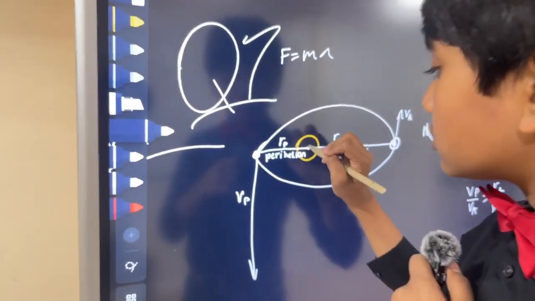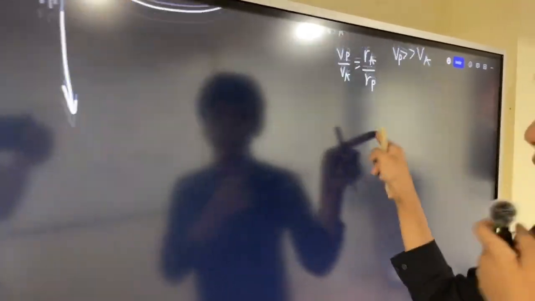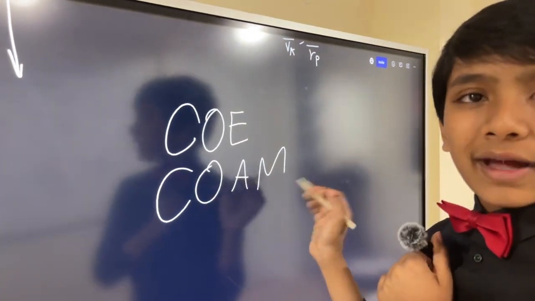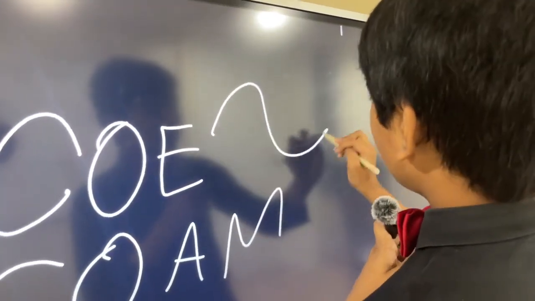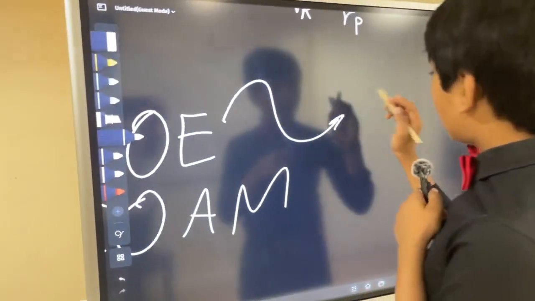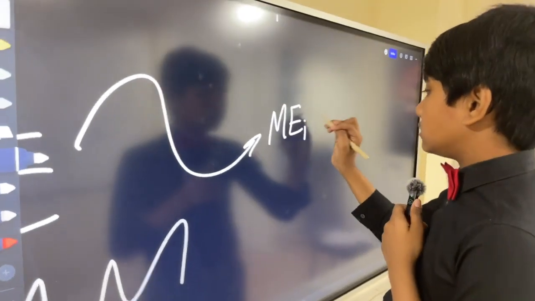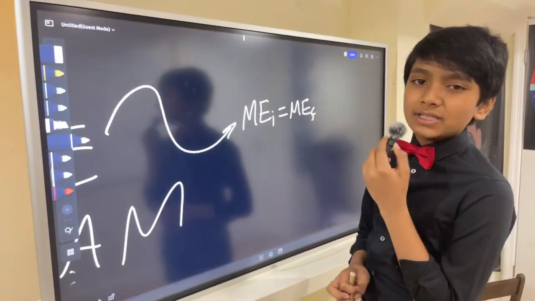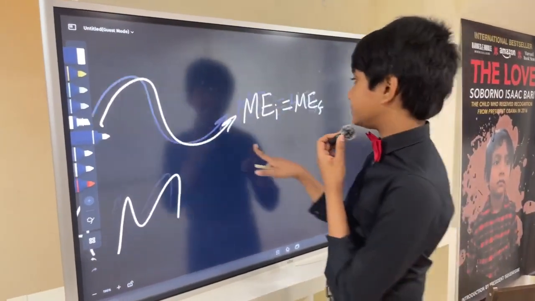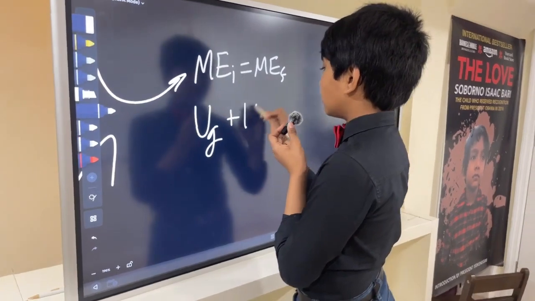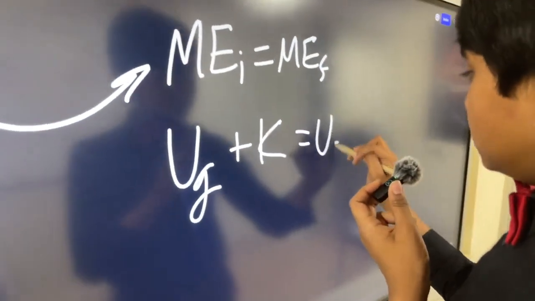Now let's get started with our derivation. For this, we're going to be using two principles: COE, conservation of energy, and COAM, conservation of angular momentum. Conservation of energy says mechanical energy initial equals mechanical energy final. Since we're talking about just mechanics, we're only considering U, in this case gravitational potential energy, not springs, and K. So, U plus K equals U plus K.